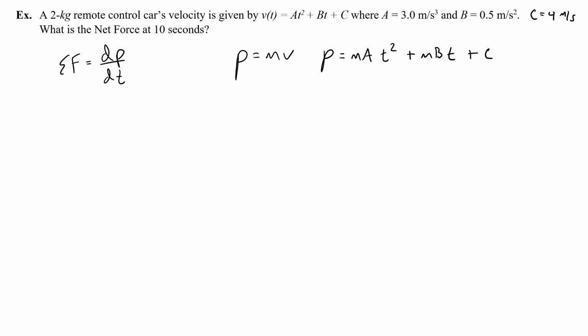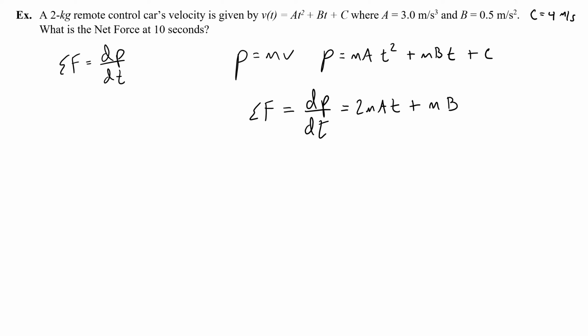So how do I get the net force? Well, I just take the derivative of that equation with respect to time. So m and a is constant. It doesn't change. I'm going to get 2 ma times t plus this just becomes mb, and c goes away when I take the derivative. So boom, there's my force equation.